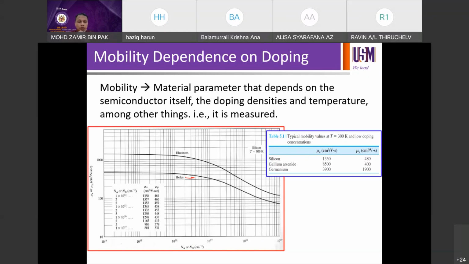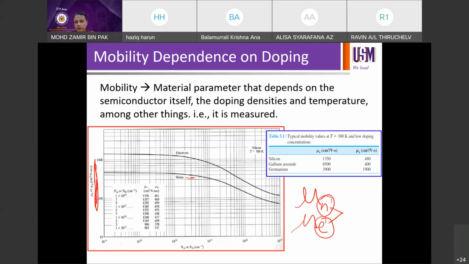It can depend on many parameters. For example, if you look at this particular graph, you can see the mobility of electron or hole on the y-axis. Every now and then you will see mu n or mu e. It's referring to the same thing. N here is referring to electron, and E here is referring to electron as well. In this case, it's using mu n, which is mu e actually, and it's showing mu p as well. Mu p is actually mu h.